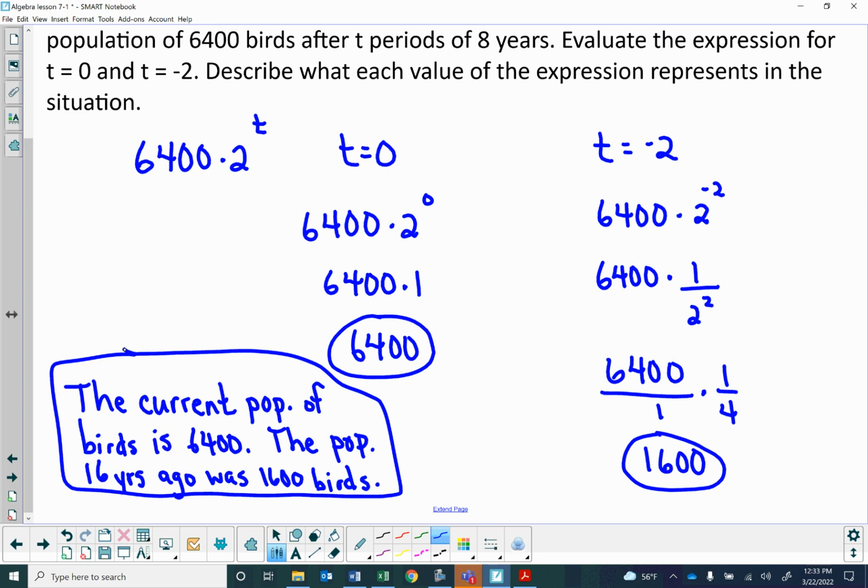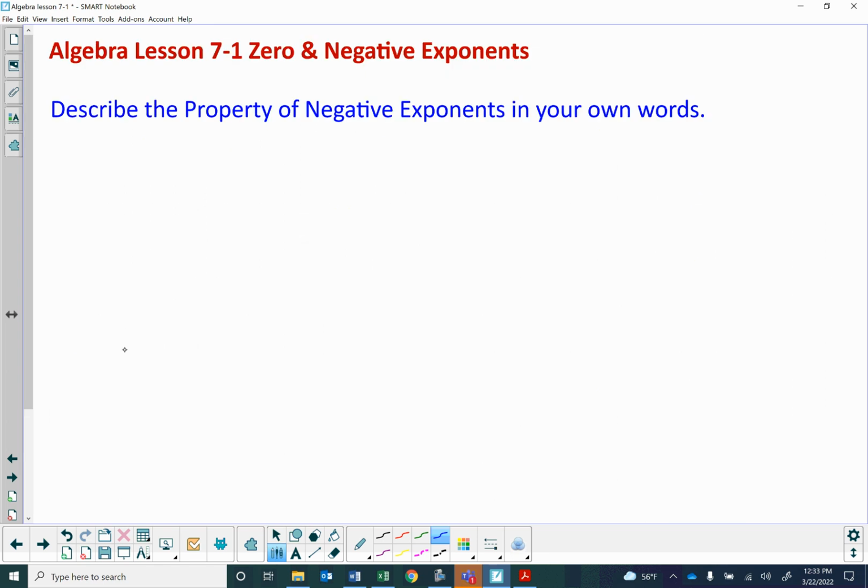Okay. Our closure question for today. Describe the property of negative exponents in your own words. So in other words, what does the property of negative exponents say? Please do that in your own words. Don't use the same words that I used to describe it when I did the video. Try to put it in your own words.